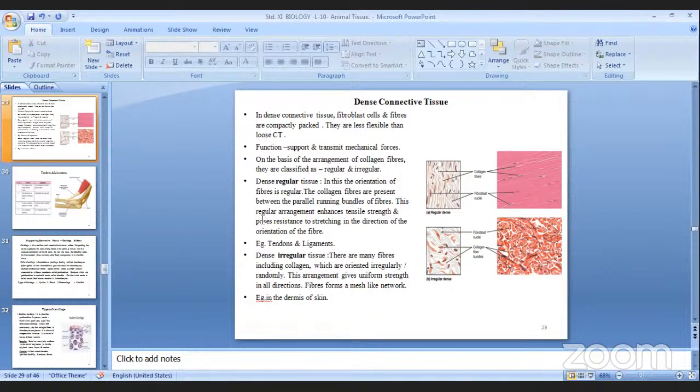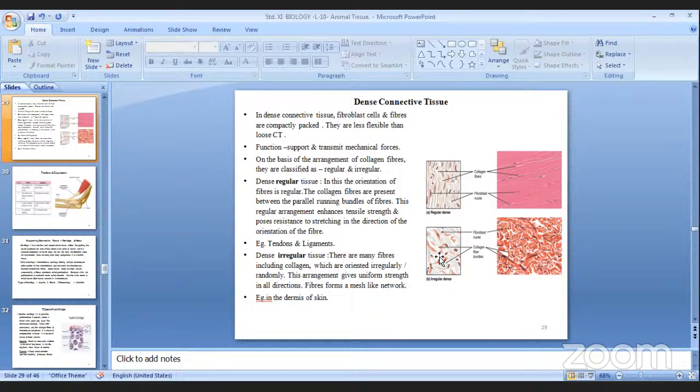This regular arrangement enhances tensile strength and resistance to stretching in the direction of the orientation of the fibers. So because of this arrangement, they give lots of strength. This is what we call tensile strength. The examples are tendons and ligaments, I'll show you in the next slide. Whereas irregular means they are haphazardly arranged.